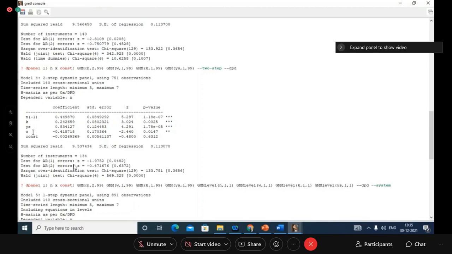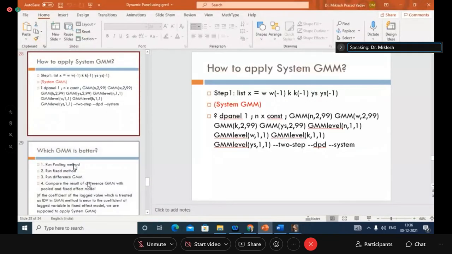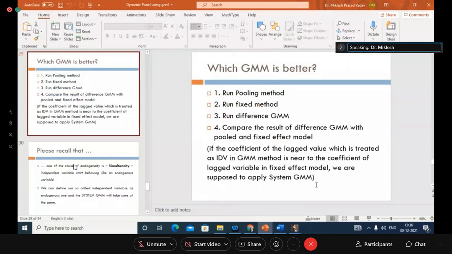Like in a static model, the Hausman test decides which model has to be accepted, either random effect or fixed effect. In this dynamic case, there is also something like that. We have to prefer one. So let's talk about this. Which GMM is better?